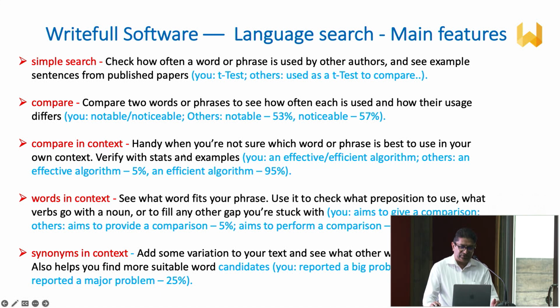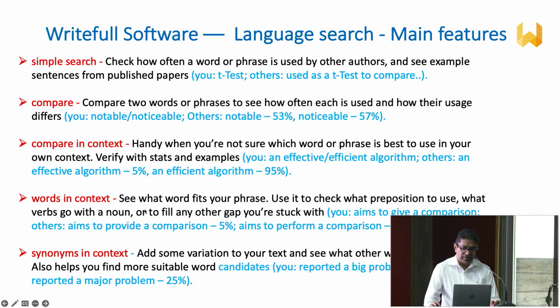Then compare in context. Example, you don't know which one is correct, an effective algorithm or an efficient algorithm. Which one is correct? And you see others, an effective algorithm is only 5%, right? Only 5% use effective algorithm. An efficient algorithm is written by 95%. Obviously, what is correct? The word efficient instead of effective, right? So now you correct yourself. You don't need to know English, but that helps you put the right wording in your manuscript.